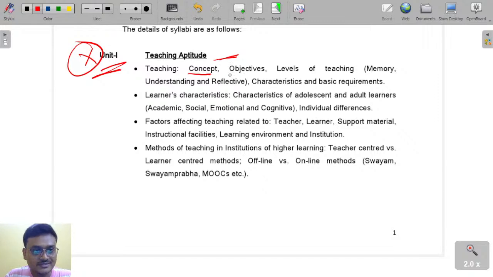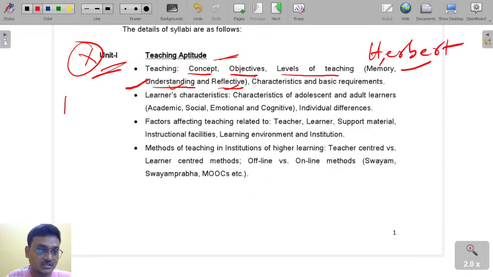educationalists, and its objectives. Actually teaching: the concept, objectives, levels of teaching like memory level, understanding level, reflective level. You see there are 3 levels of teaching: memory level, understanding level, reflective level. These are student centered, teacher centered level teaching. Memory level was given by Herbart. Understanding level was given by Morrison, whereas reflective level was given by Hunt. So there are 3 levels of teaching.